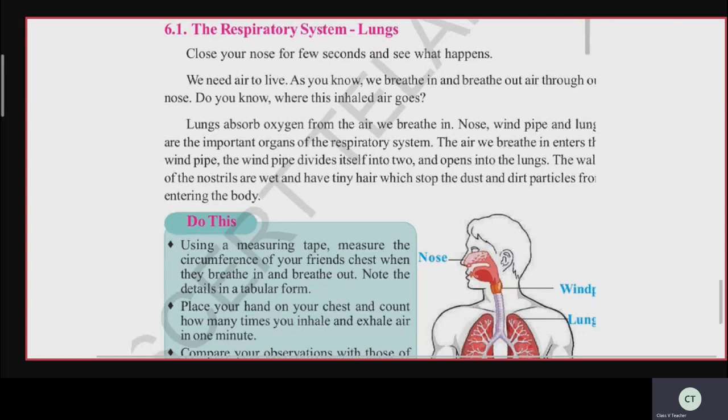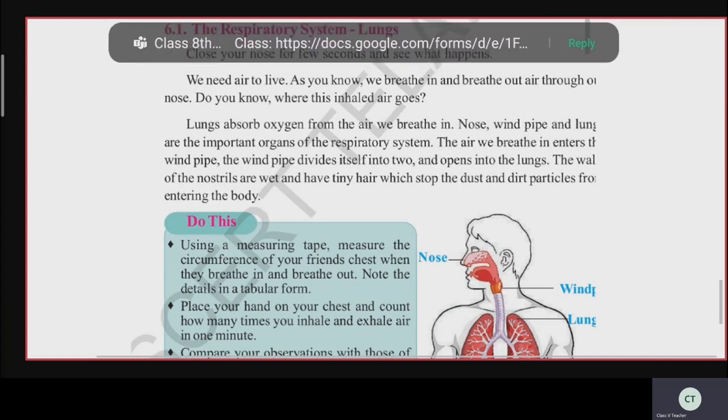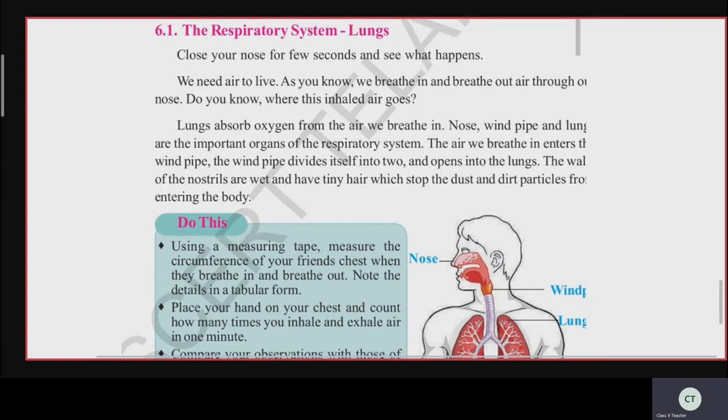As you know, we breathe in and breathe out air through our nose. Yes or no, children? Do you know where this inhaled air goes? Lungs absorb the oxygen from the air. Nose, windpipe, and lungs are important organs of the respiratory system. The windpipe divides itself into two and opens into the lungs. The walls of the nostrils are wet and have tiny hair which stop the dust and dirt particles from entering the body.